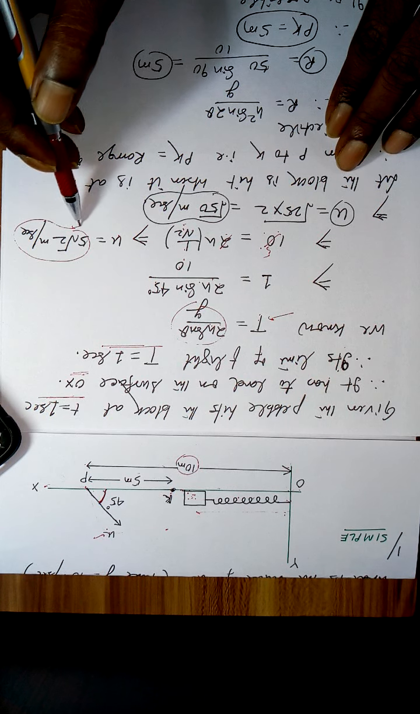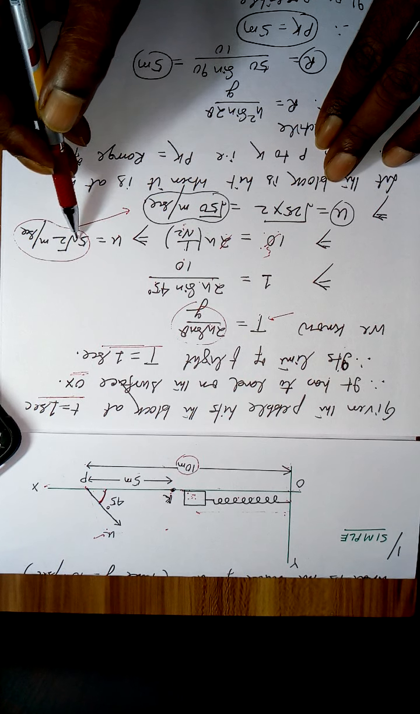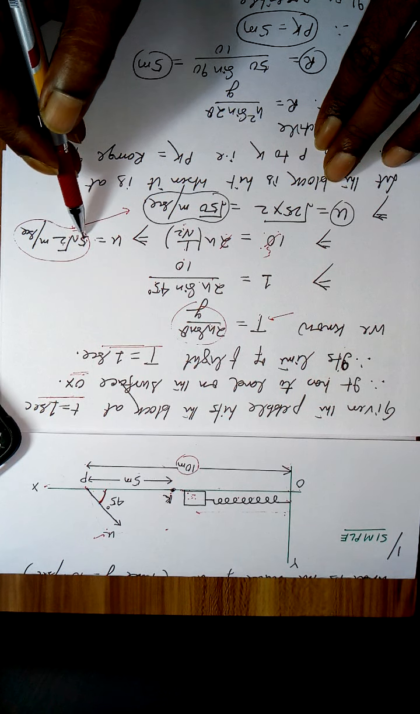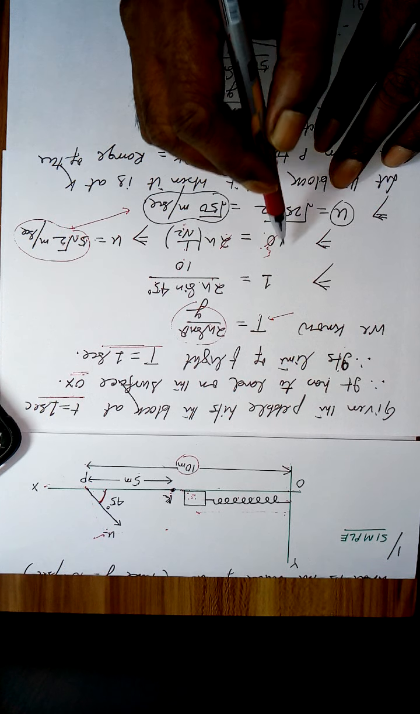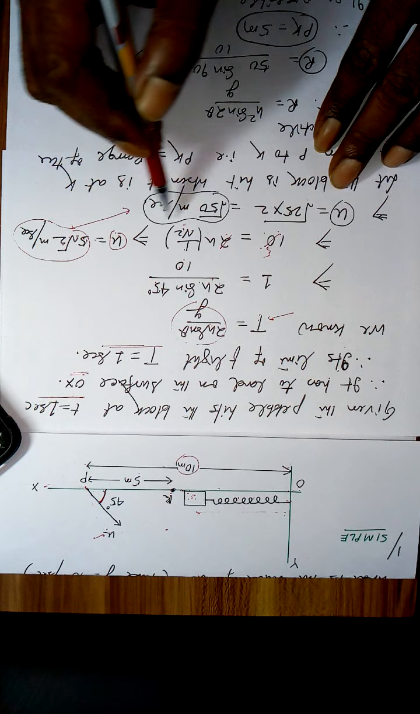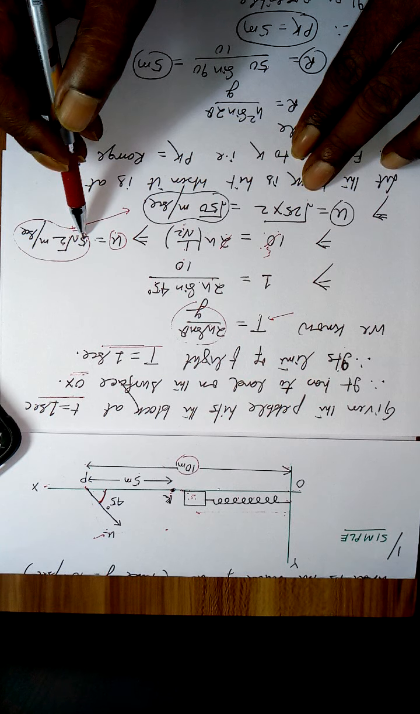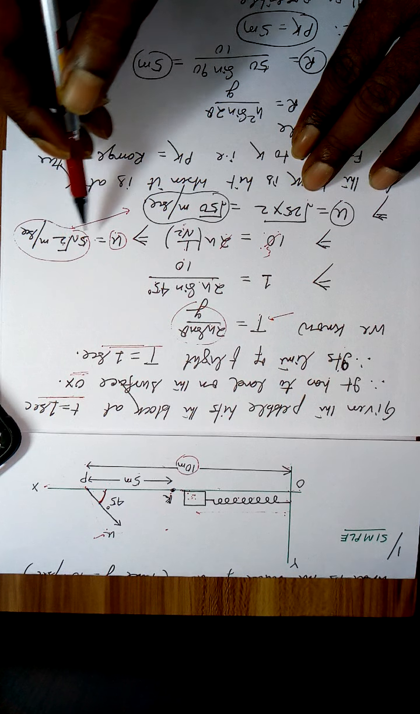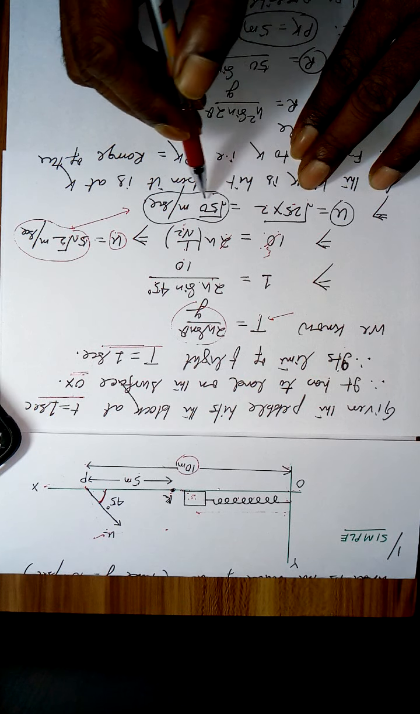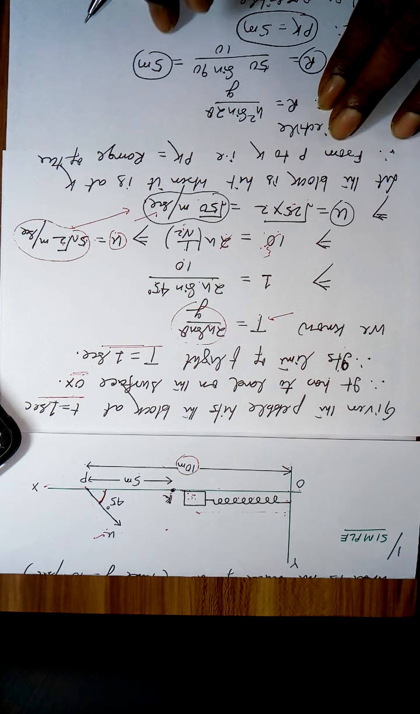Now let us rewrite in a different manner. This 5 is outside the square root. If I take it inside, it will be squared. So I take this 5 inside the square root, so it becomes 25. 25 into 2, that is 50, square root of 50 meter per second.